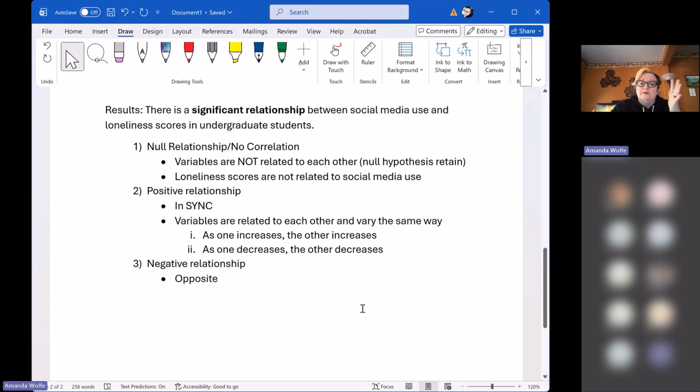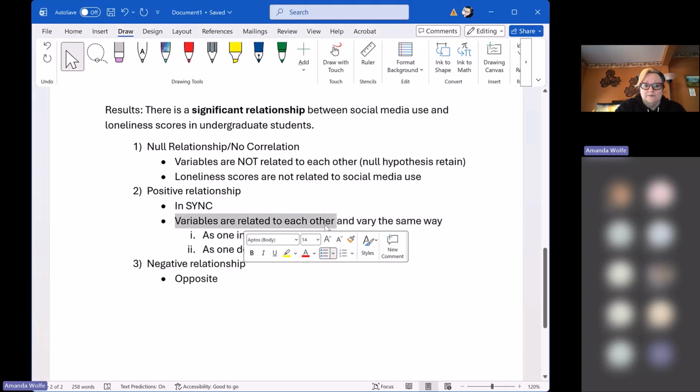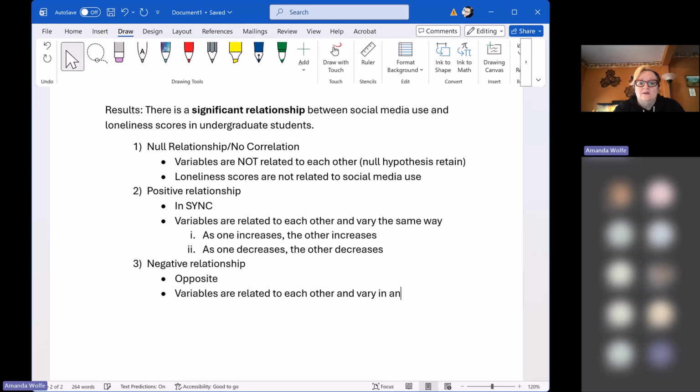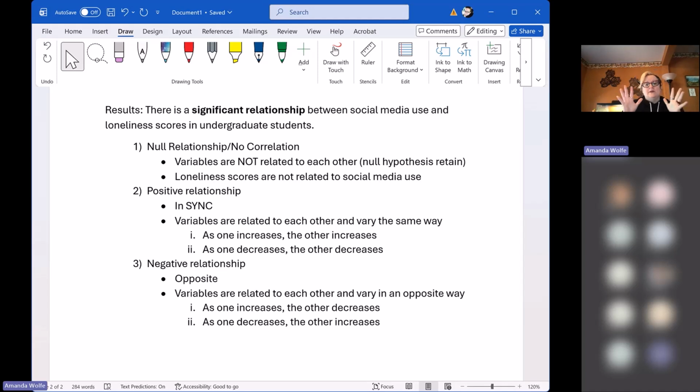The other option would be for there to be a negative relationship. And again, that just means that they have the opposite relationship, okay? So they move in opposite directions from each other. So they're still related to each other. Variables are related to each other, right? Vary in an opposite way, right? So as one increases, the other decreases. As one decreases, the other increases. So what we're doing is, hey, is there a relationship here?